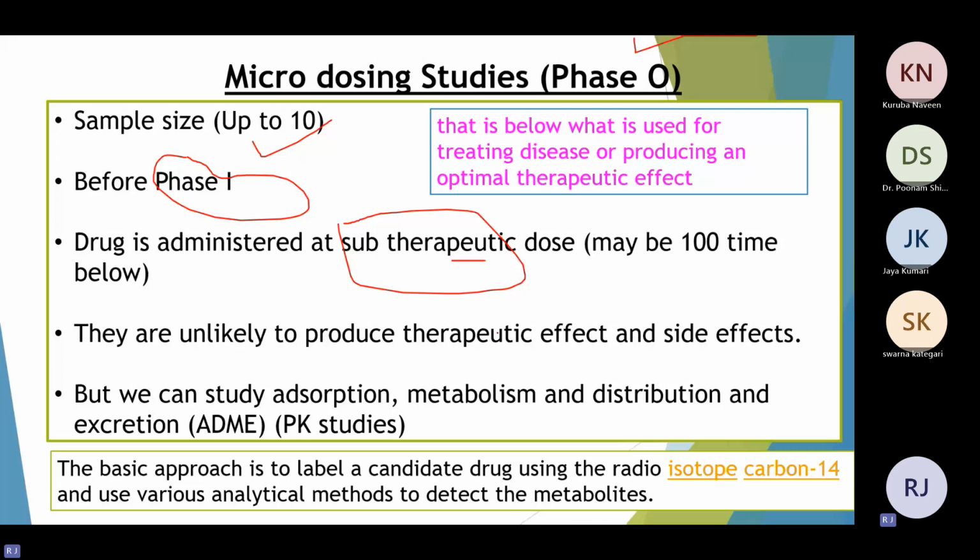Then why are we giving that drug? Okay, that's a normal question, right? If it is not going to do anything in the body, then why are we going to give that drug?